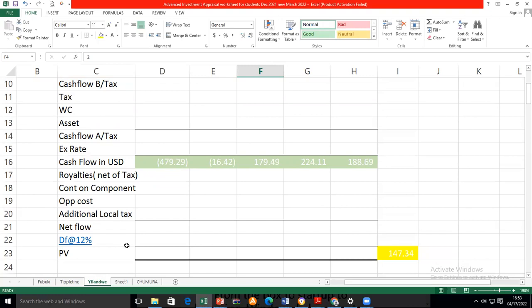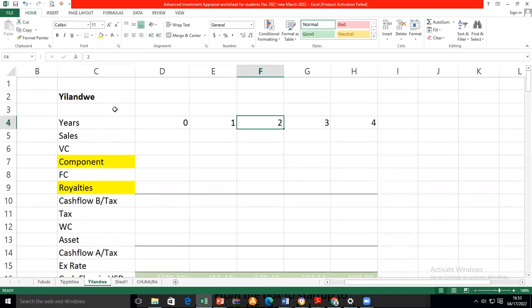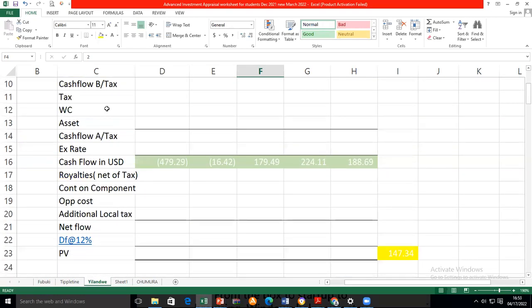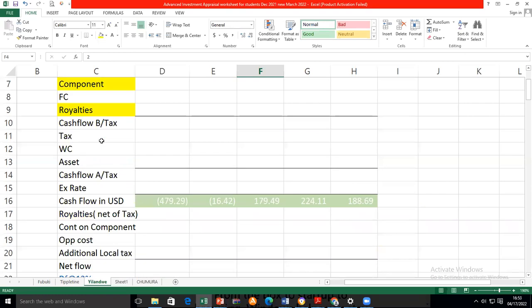So I want to talk about the strategy for overseas investment questions. As you read through, you identify the cash flows, come here and list all of them, like what we have done. That's my recommendation. It will help us a lot.